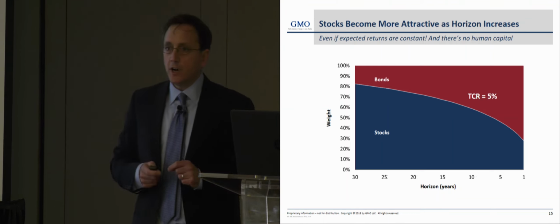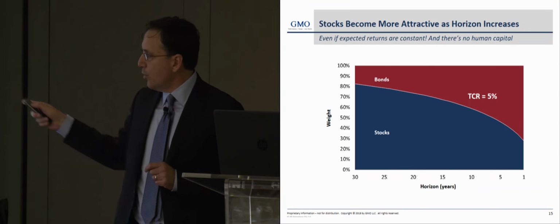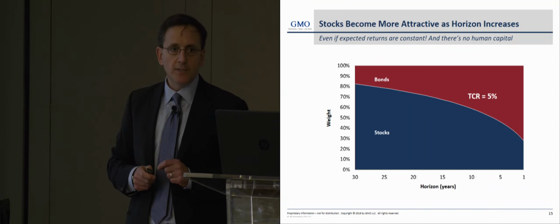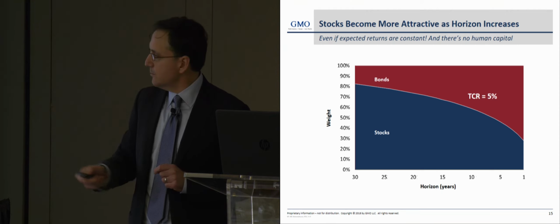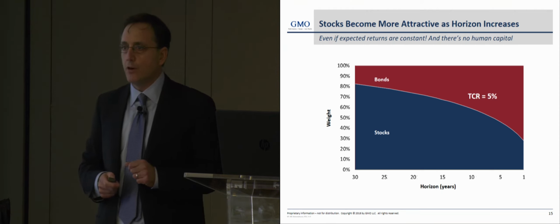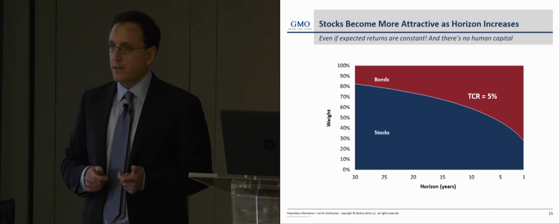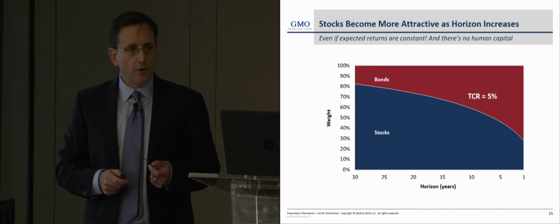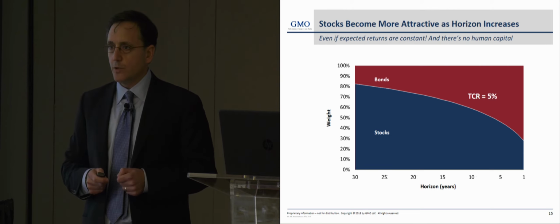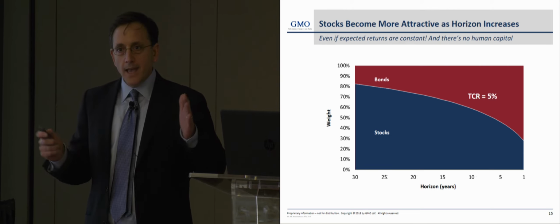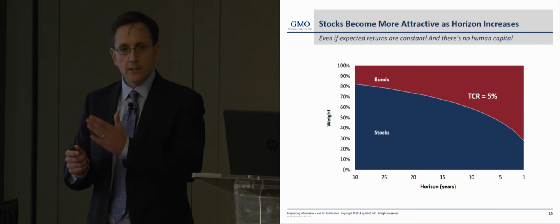So we're going to fix the target compounding rate of 5%, and on the horizontal axis here, we have your investment horizon. The vertical axis, we have weight in stocks and bonds. So when you have a relatively long horizon, say 30 years, the optimal portfolio is a little more than 80% in stocks and a little less than 20% in bonds. As your horizon shrinks, weight in stocks falls.